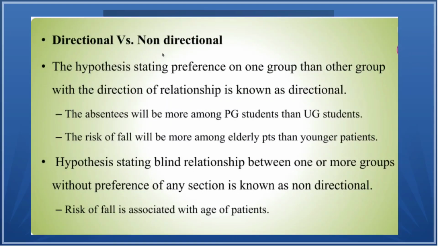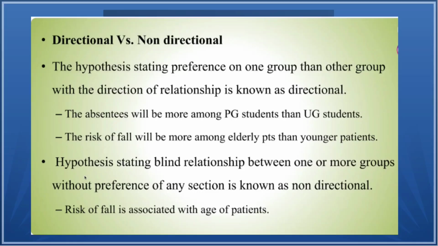Another type is directional versus non-directional. The hypothesis stating preference on one group than other group with the direction of relationship is known as directional. The absentees will be more among PG students than UG students. So like that, okay. Preference on one group than another group. In your statement itself, you are expecting that UG students absentees will be less than PG students. The risk of fall will be more among elderly patients than younger patients.